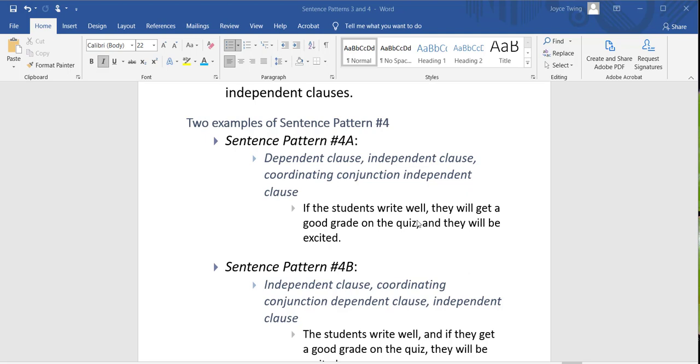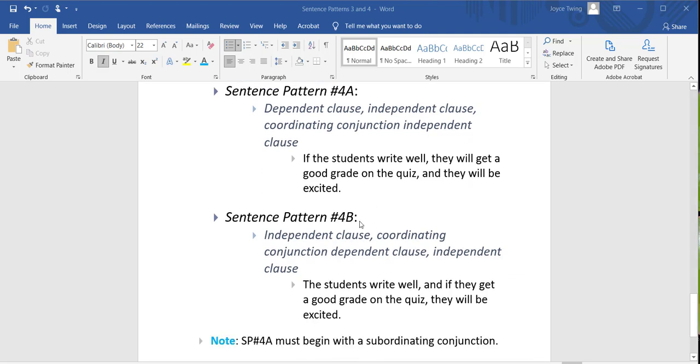But we're going to now say, comma, coordinating conjunction, remember there are 7 of them, the FANBOYS conjunctions, they will be excited. So let's get rid of this and say they will get a good grade on the quiz, comma, and they will be excited. That's sentence pattern 2, a compound sentence. So we've got the complex sentence to start with, and then the compound sentence. So: dependent clause, independent clause, independent clause.